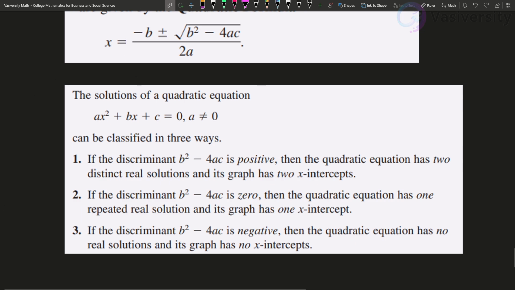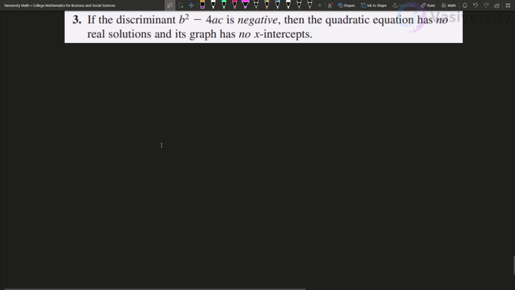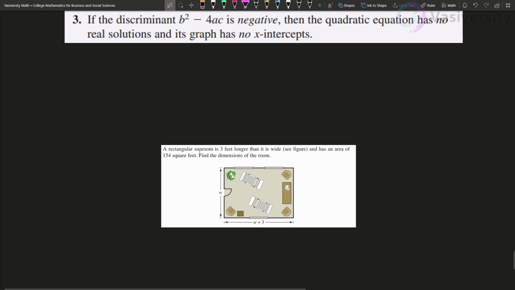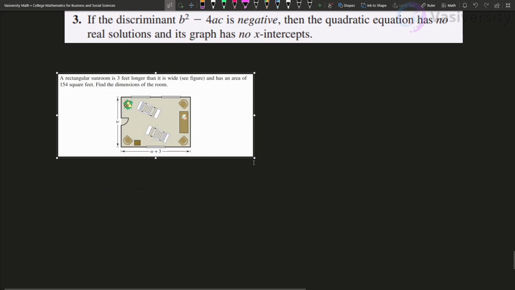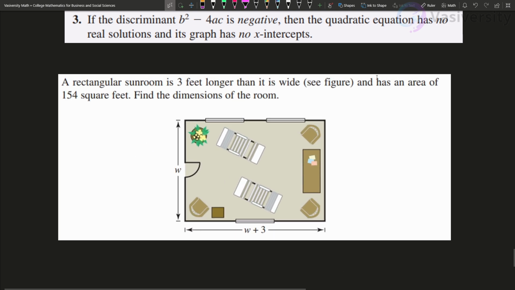Okay, perfect. So here we can have the following problem. How can we actually use quadratic equations to do mathematical modeling? For mathematical modeling, we can think of the following problem. A rectangular sunroom is 3 feet longer than its width. You can see the figure below, and it has an area of 154 square feet. Find the dimensions of the room.